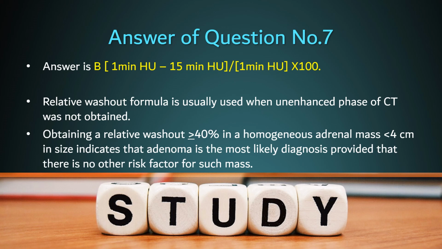40% or more is a cutoff value of the relative washout for differentiating adenoma from non-adenomatous lesion. Also, it has a high sensitivity and specificity, especially when the mass is homogeneous and less than 4 cm, provided that there is no other risk factor for such mass.